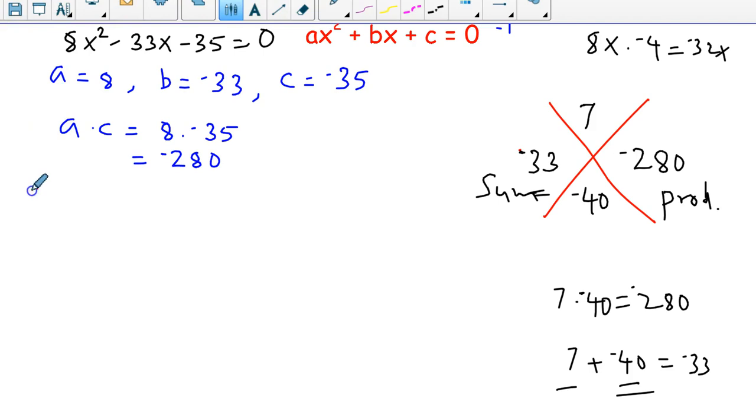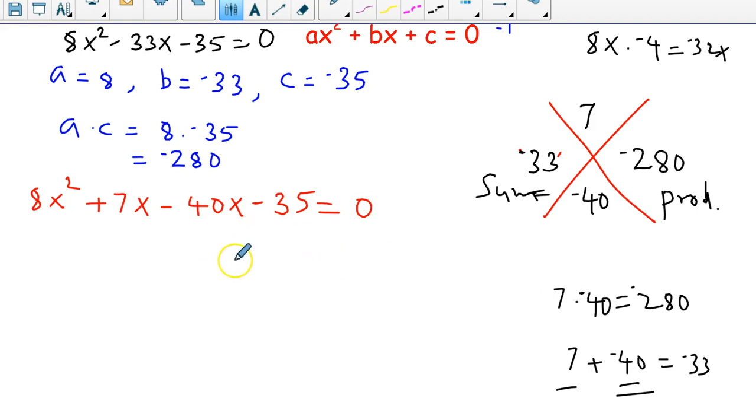This 8x square, same 8x square plus 7x minus 40x. See, 7x minus 40x is minus 33x. Nothing changed, only we have separated that 33 like this. Minus 35, that is my last term. And on the right hand side, I have 0. Let me have 0 on the right hand side.